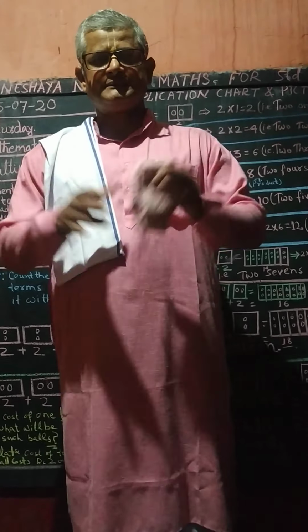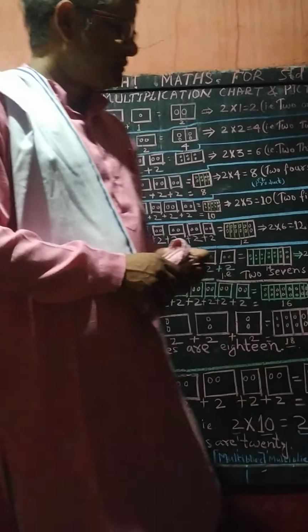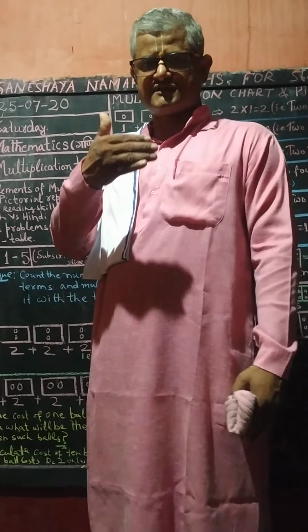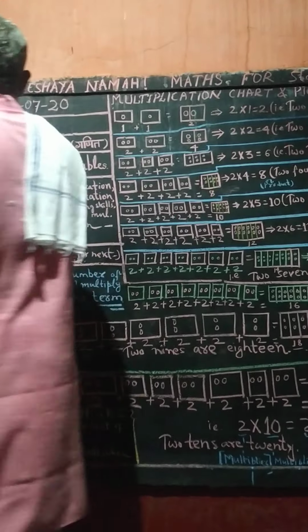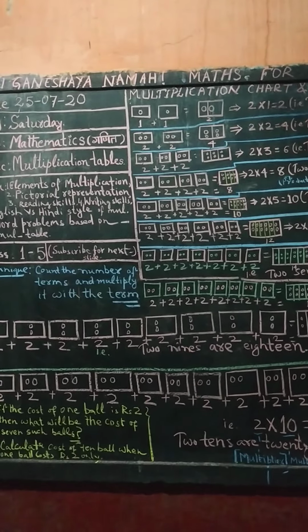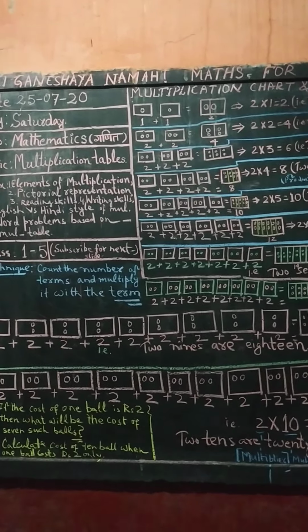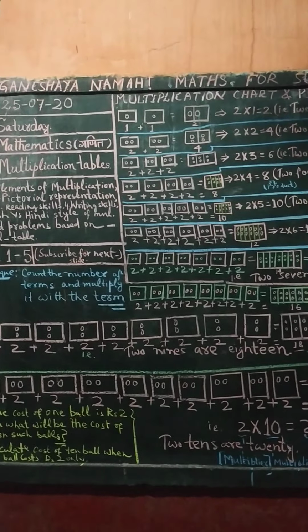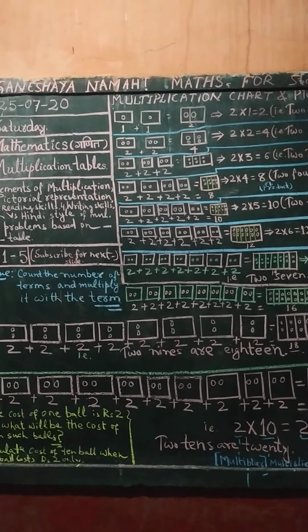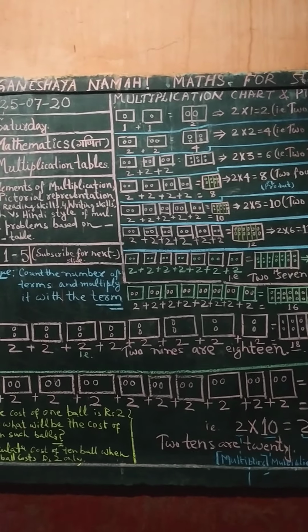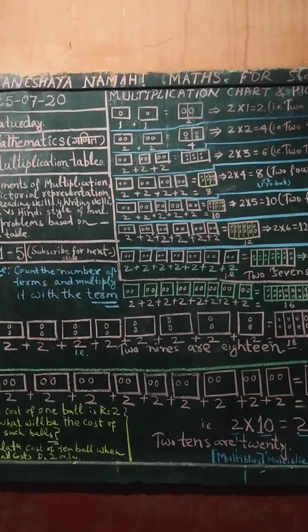So you all are ready? Yes, sir. But before starting this, I would ask you oral questions, and you must respond positively. What date is today? 25th of July 2020. Which day is today? Saturday. Which subject do we have to study? Mathematics. What will be the topic? Multiplication tables. Okay, the multiplication table we have to study today.